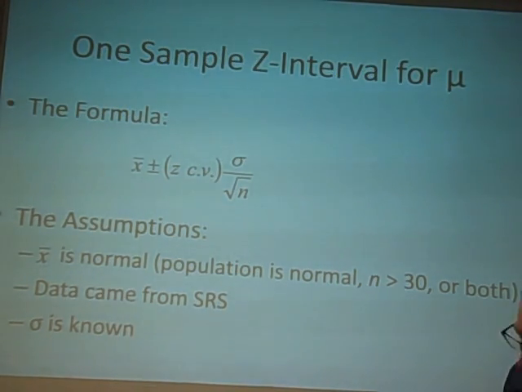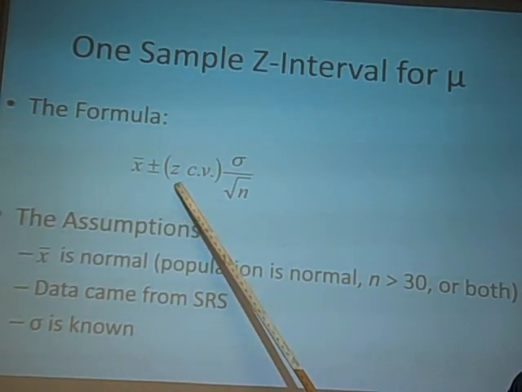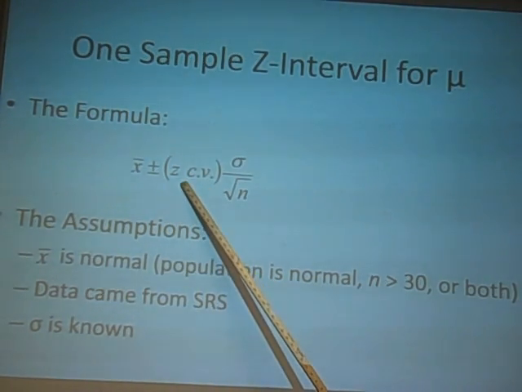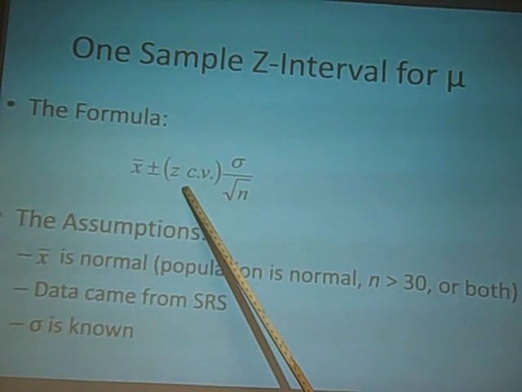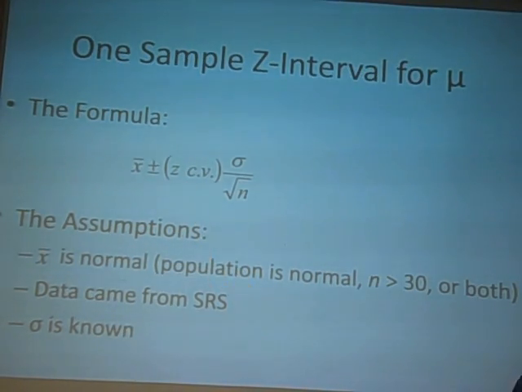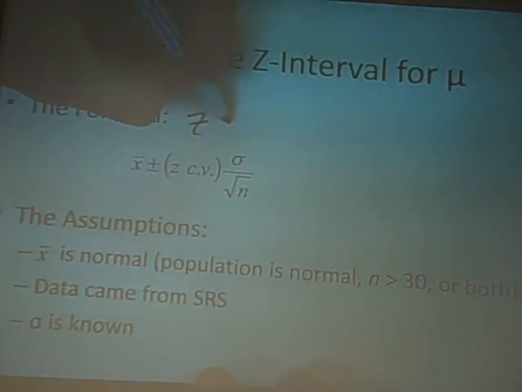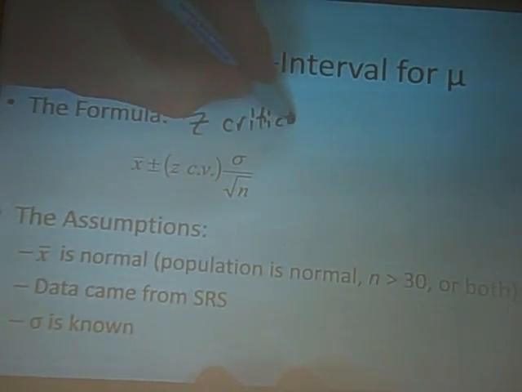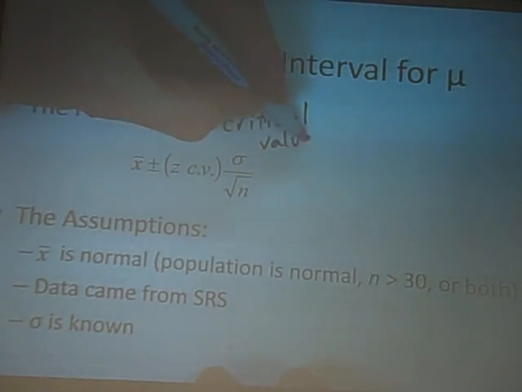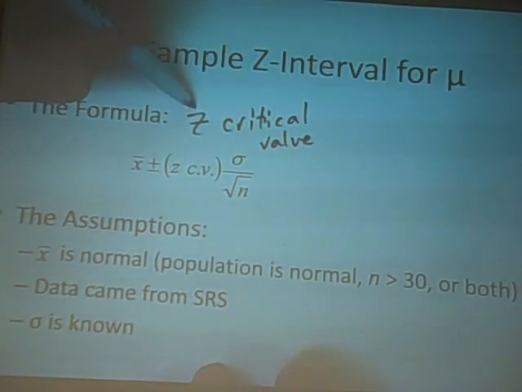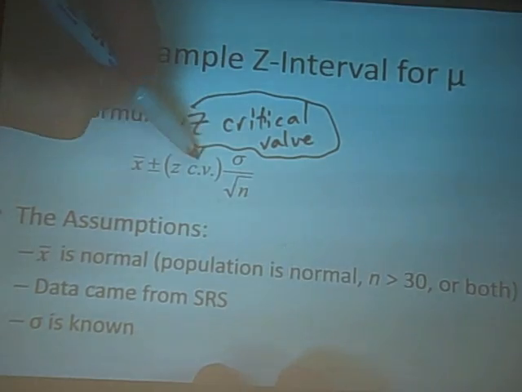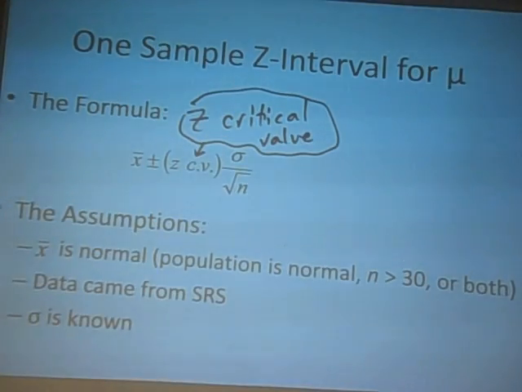So the formula we had up there before was this: x bar plus or minus. Last time I had a 1.96 here. This time I've got something called a ZCV. The ZCV is just my way of saying a Z critical value. And a critical value just comes off a table, like your Z table or something like that.